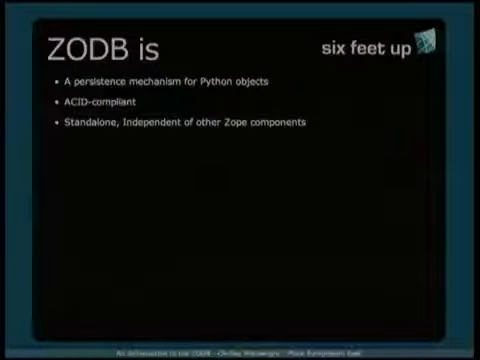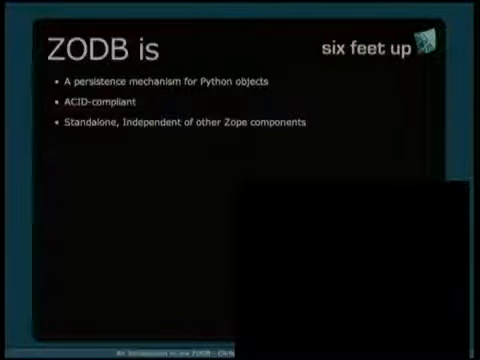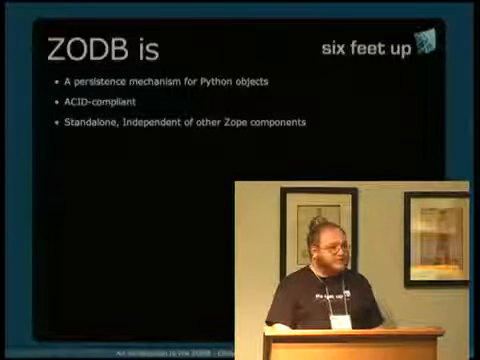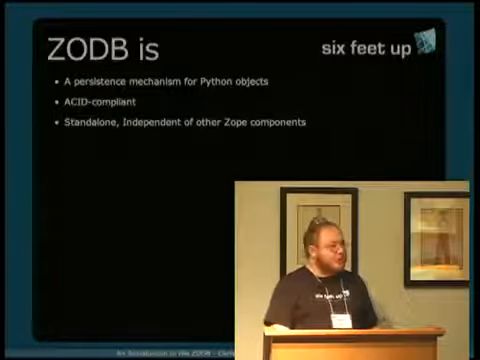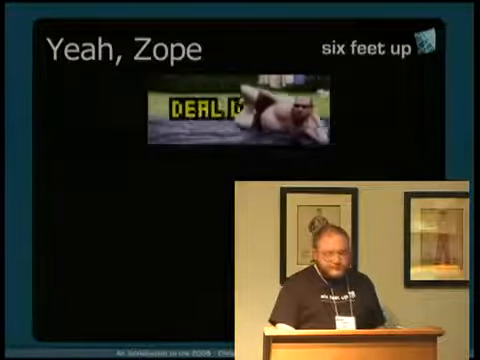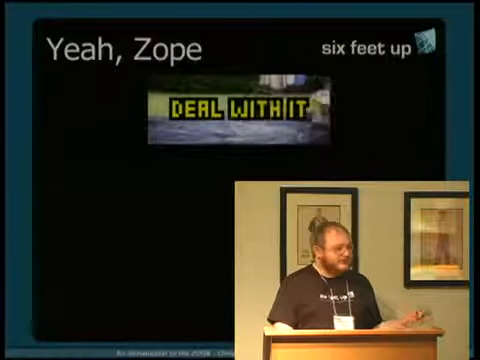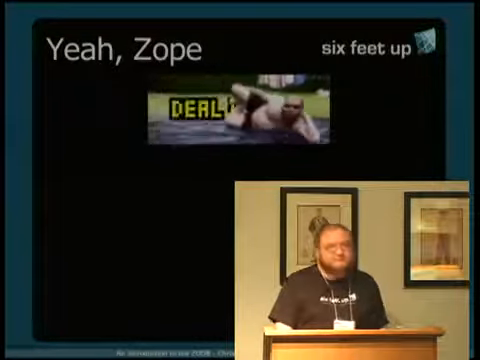So, a quick description of what the ZODB, or Zope Object Database, is. It's a persistence mechanism that will save Python objects that are in memory to the hard disk. It's ACID compliant, so it's safe for storing your data. And it is standalone and independent of other Zope components, so you don't have to bring in all of Zope to use it. Yes, it is Zope in 2012, so whatever.